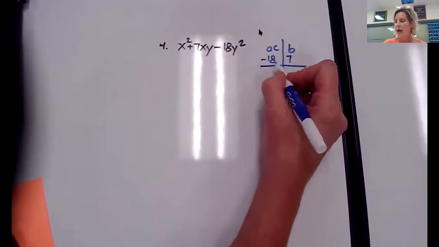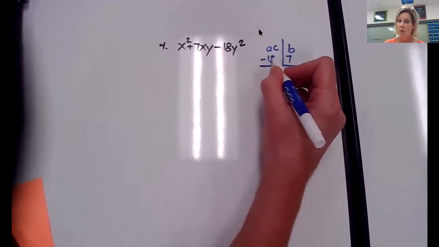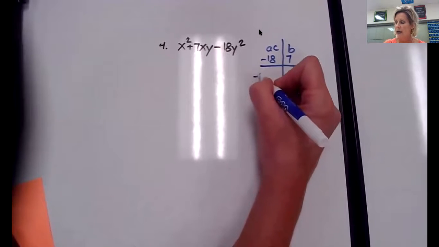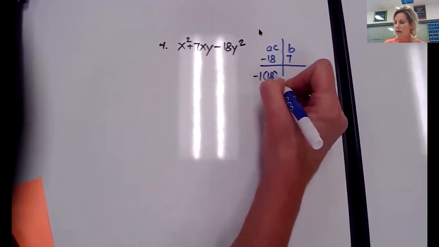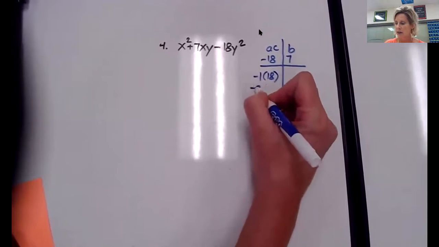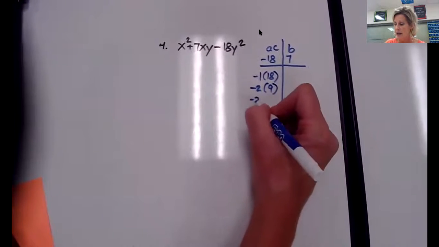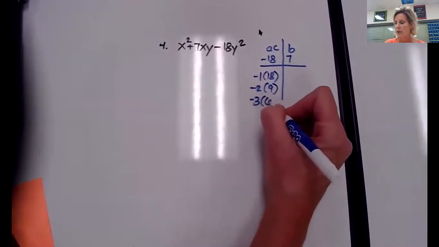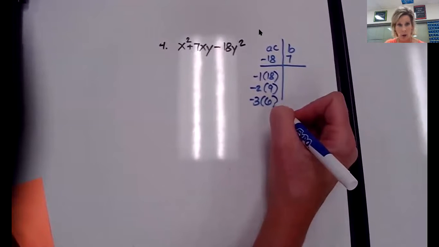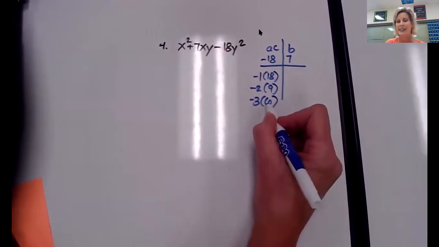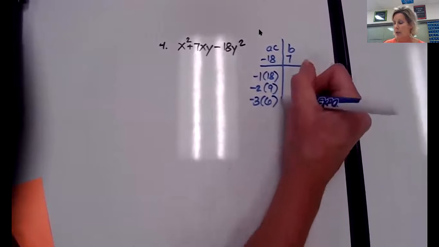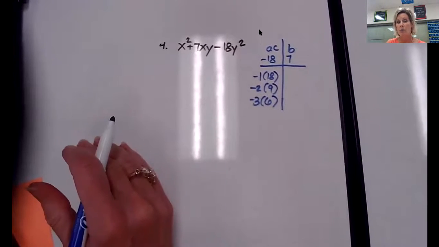So to get a negative 18, I have to have one positive, one negative. So I could have negative 1 times positive 18. 2 goes into 18. So it would be negative 2 positive 9. 3 goes into 18. So negative 3 positive 6. 4 does not go in. 5 does not go in. 6 goes in, but when you do 6, it's 6 times 3, and you're starting to repeat. So there's really only 3 options.